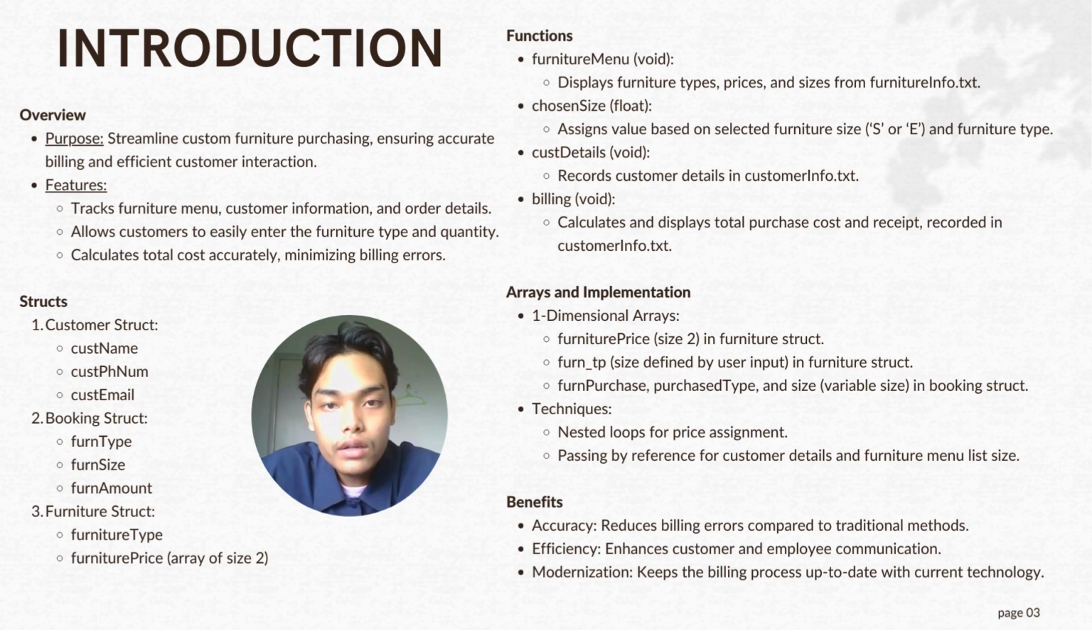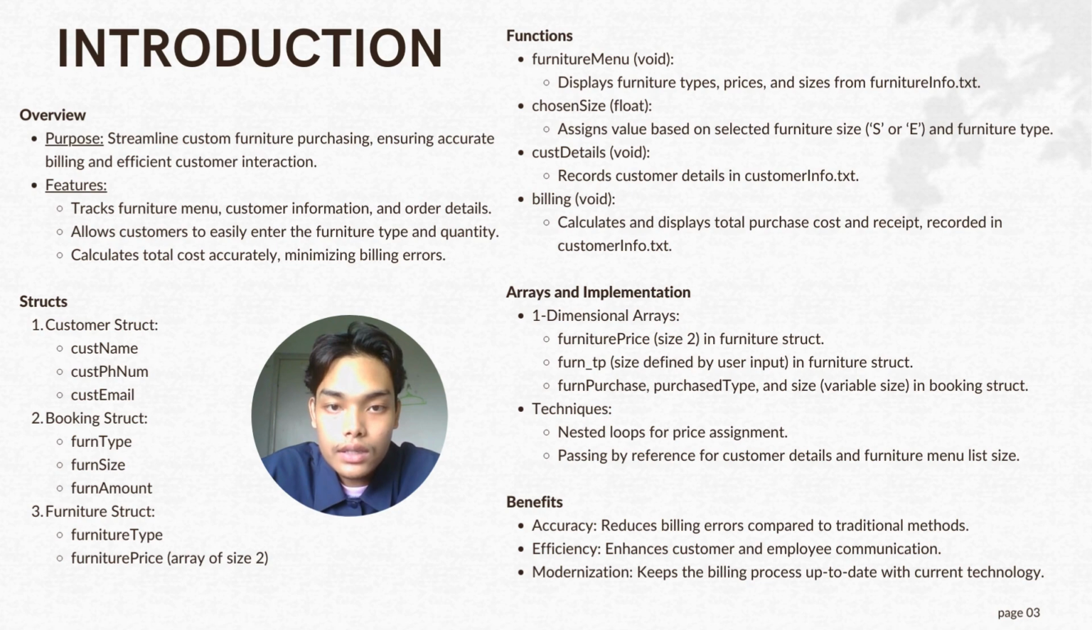So the next one is the functions. We have four functions in our system. The first one is furniture menu with void as its return value. This function can display furniture type, prices, and sizes from furnitureinfo.txt. The next one is chosen size with float as its return value. This function can assign a value based on the selected furniture size, S or E, and furniture type.